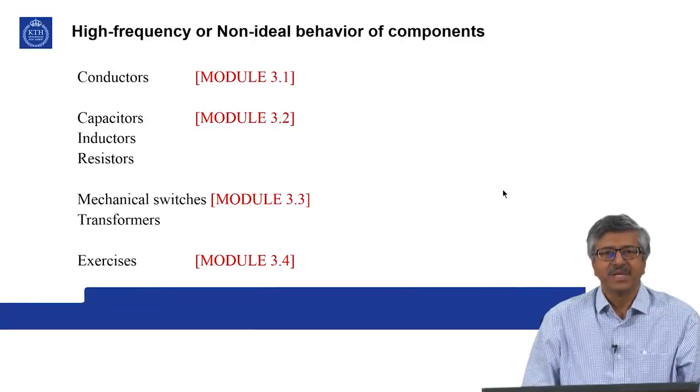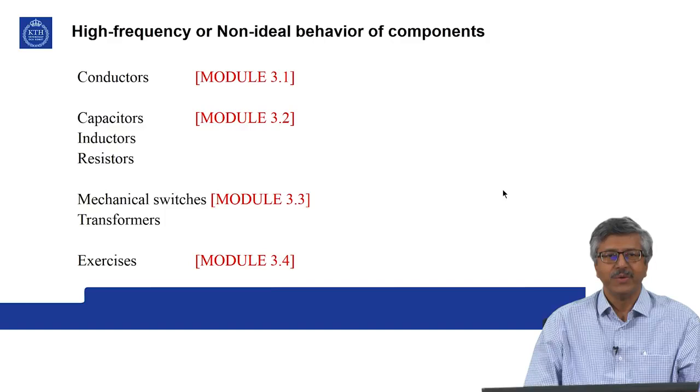Welcome back again. Now we enter into chapter 3, high frequency behavior of electrical components. This chapter is divided into 4 modules. First we will look into the behavior of conductors, plain conductors in the form of wires, of different cross sections, round wire or rectangular wire, it does not matter what it is, or it can be plain sheets.